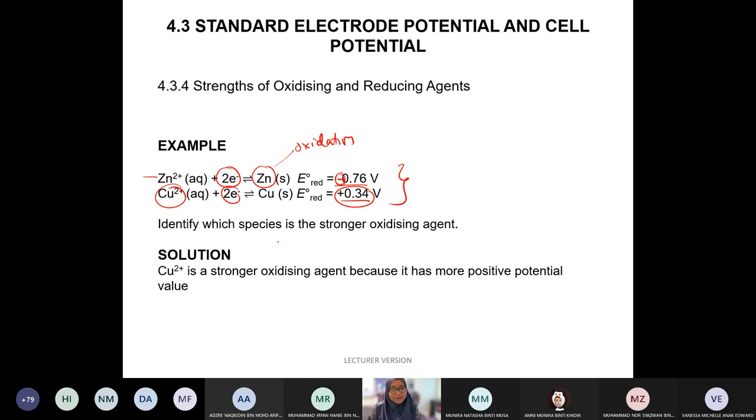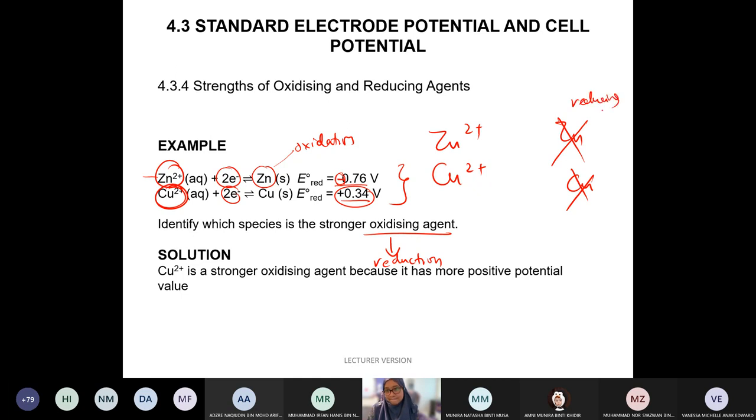Okay, alright. So, identify which species is the stronger oxidizing agent. So, you kena identify siapa kemungkinan oxidizing agent. Oxidizing agent means yang akan undergoes reduction. Siapa yang akan undergoes reduction? Ni, dua ni. Zinc 2 plus atau copper 2 plus. But bukan zinc ataupun copper. This is not the case. Ini cerita siapa? Reducing agent. Okay, so that's why dalam satu equation tu dia ada oxidizing agent, dia ada reducing agent. So sekarang tengah cerita stronger oxidizing agent yang undergoes reduction. So dia dua orang ni saja, bukan zinc, bukan copper, bukan atom, dia dalam bentuk ion.